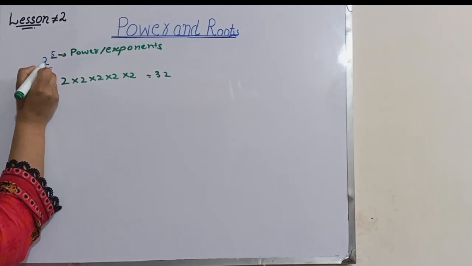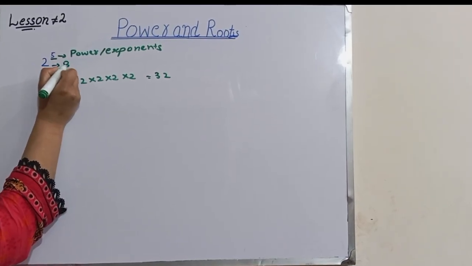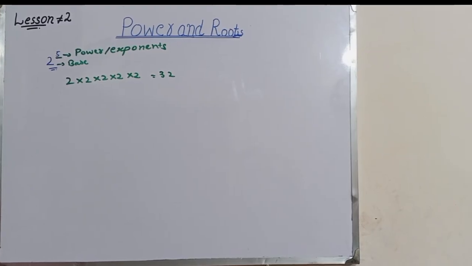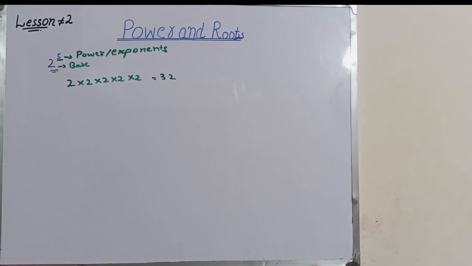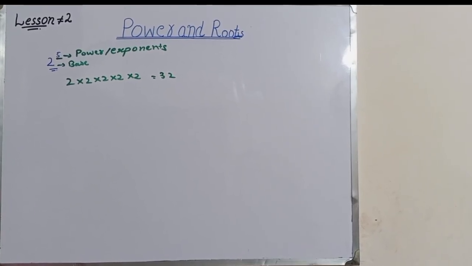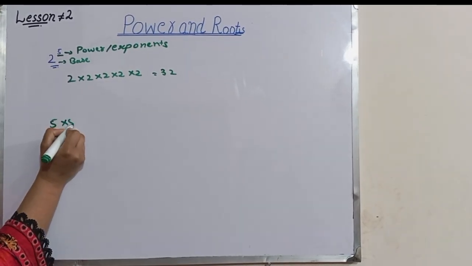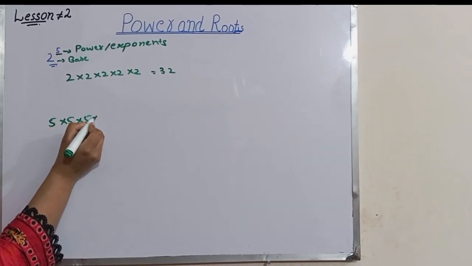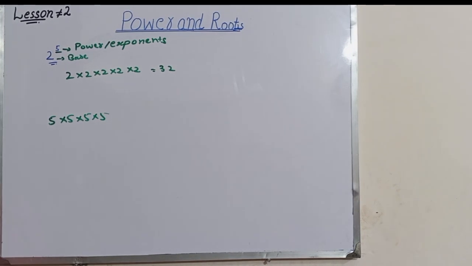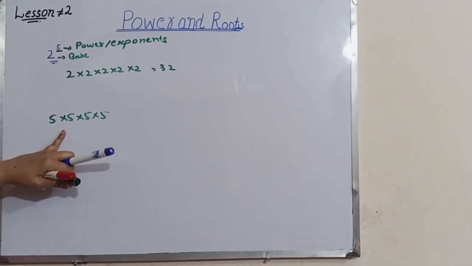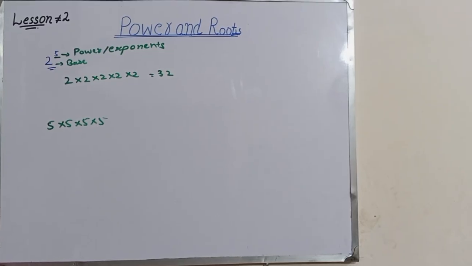There, 2 is the base. So, I will give you another example. Imagine you need to multiply 5 by 5, 5 by 5. It means you want to multiply 5 four times. Writing it like this takes a lot of space.